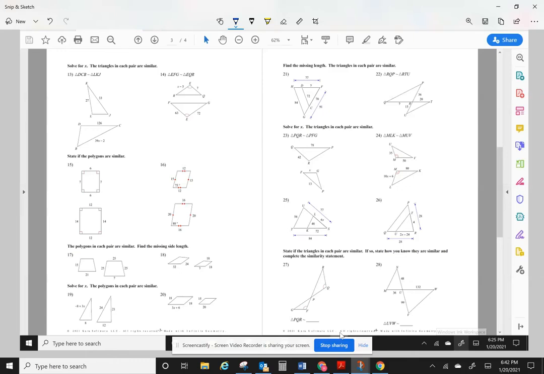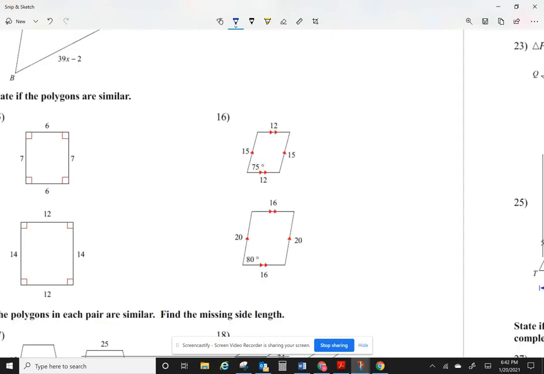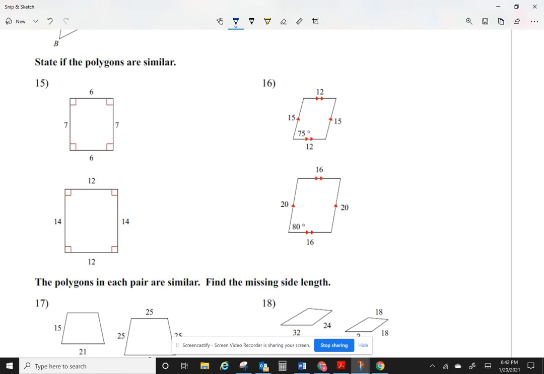Let's take a look at a review for the work. First thing is stated the polygons are similar. When polygons are similar, it has to meet two criteria. One, we're going to check angles. And two, we're going to check the sides.